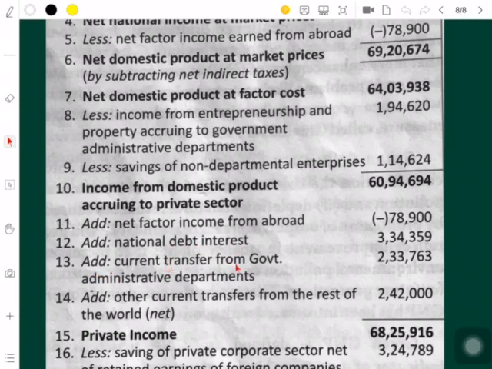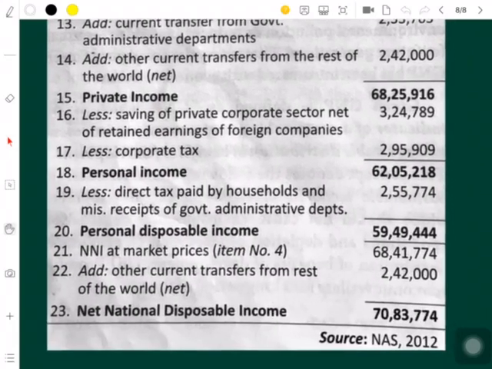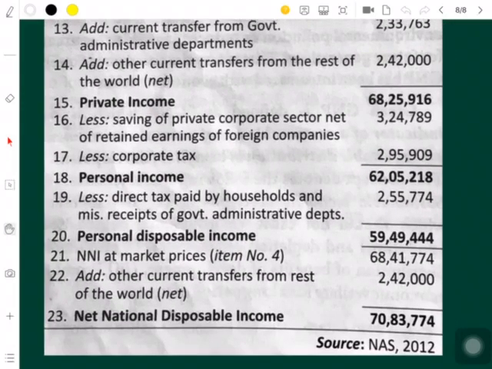Add the current transfers from government administrative departments. Add other current transfers from rest of the world, ROW, which we were talking about. You will get private income. So here you will see a few parts. This private income, personal consumption, disposable part are not in your syllabus, but still it is here. I'll tell you. You will reach private income, which will be this.